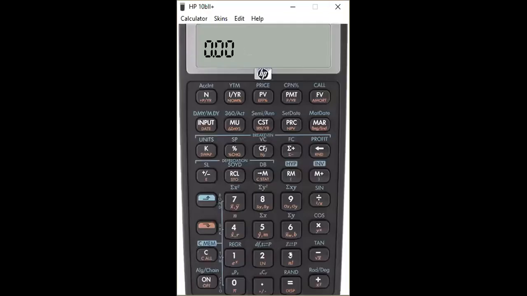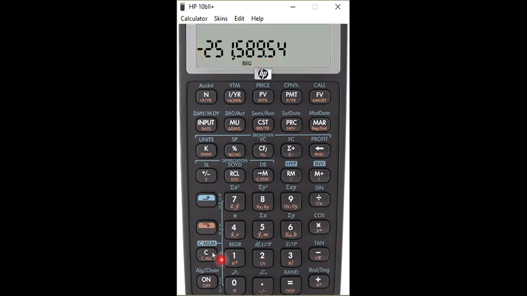As usual, we clear our calculator. Then we press the red shift button. And then we press here for mode, beginning or end. Then we get beginning. So we've put the calculator in the beginning mode. Then we say 8. 8 is N. We say 20,000. 20,000 is PMT. We say 10. 10 is our interest. And then we press FV and we get 251,589.54. So this is the answer that we will get.